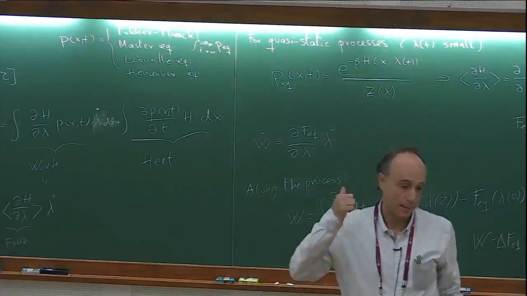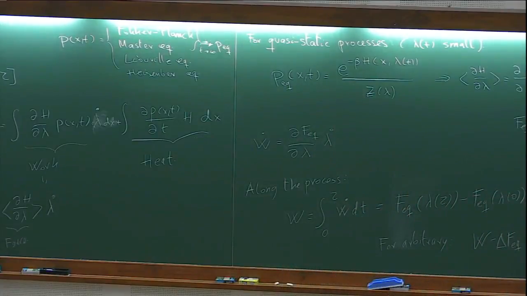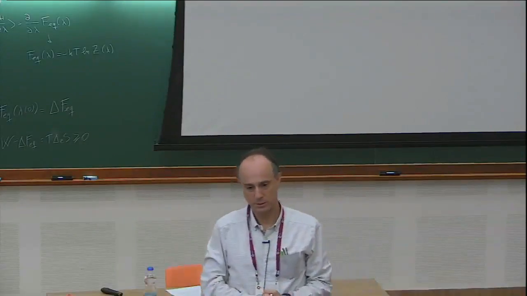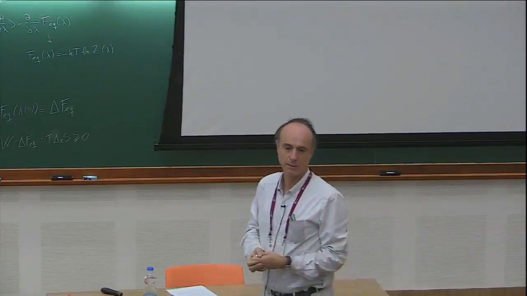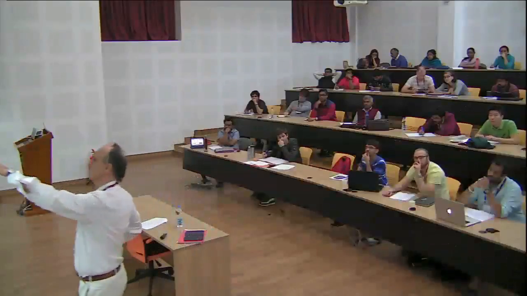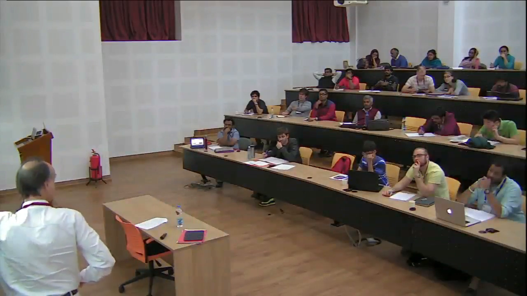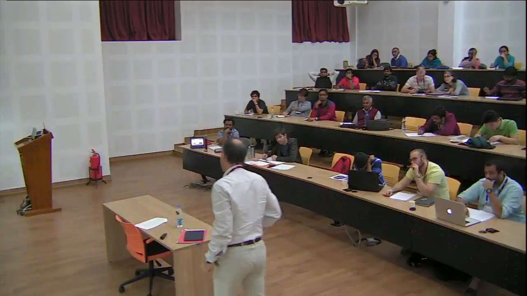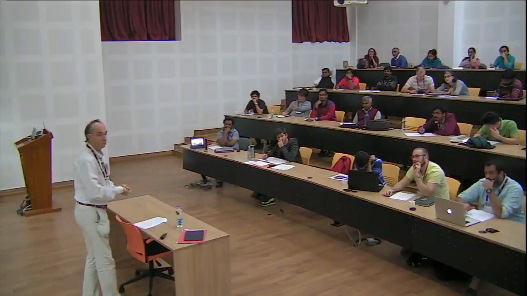And it relaxes to this equilibrium state for a fixed lambda, and this relaxation has a typical relaxation time, which is normally the first non-zero eigenvalue of the equation. This characteristic time is the one that tells you when the process is quasi-static or not. Okay. Questions? No. Okay.